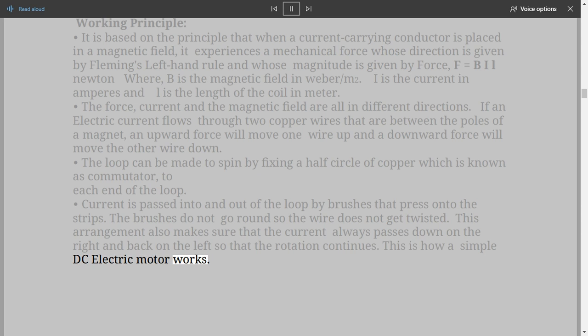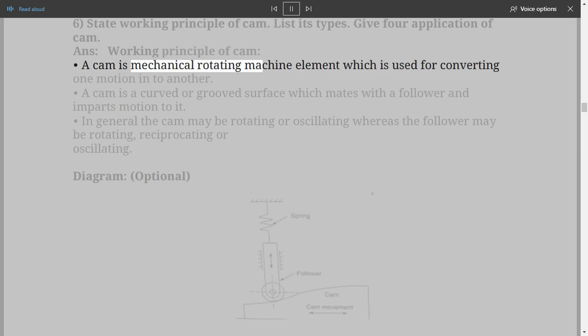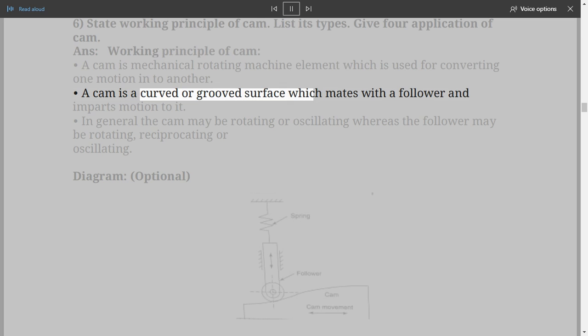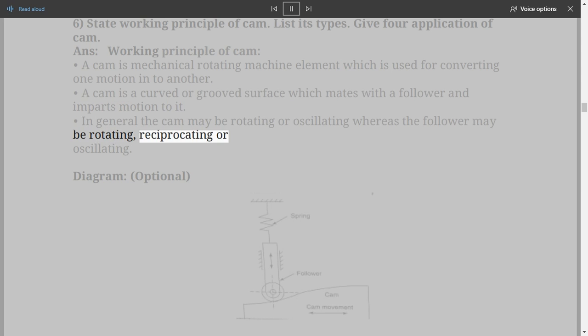6. State working principle of cam. List its types. Give 4 applications of cam. Answer: working principle of cam. A cam is a mechanical rotating machine element, which is used for converting one motion into another. A cam is a curved or grooved surface, which mates with a follower and imparts motion to it. In general, the cam may be rotating or oscillating, whereas the follower may be rotating, reciprocating, or oscillating.